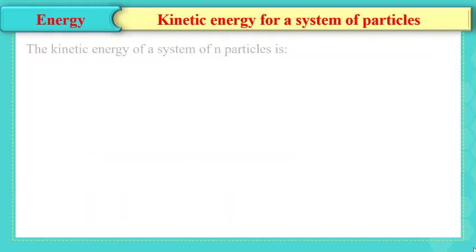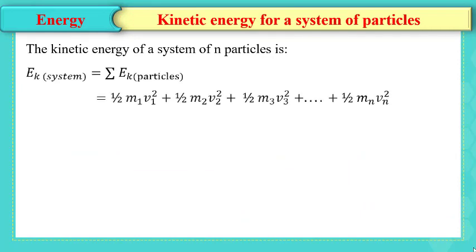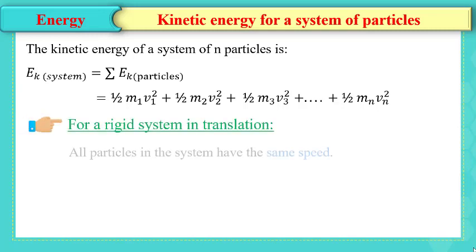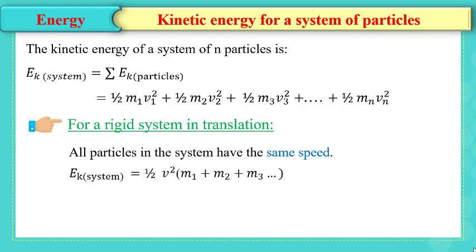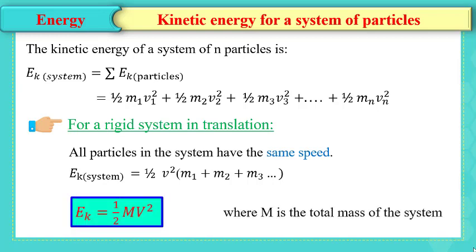For a system of particles, the kinetic energy of a system of n particles is simply the sum of the kinetic energy of each particle. But for a rigid system in translation, the speed will be constant, the same for all particles. So we can take half v squared as common, and m1 plus m2 plus m3 will be the mass of the whole system. So the kinetic energy is just half m of the system times v squared.